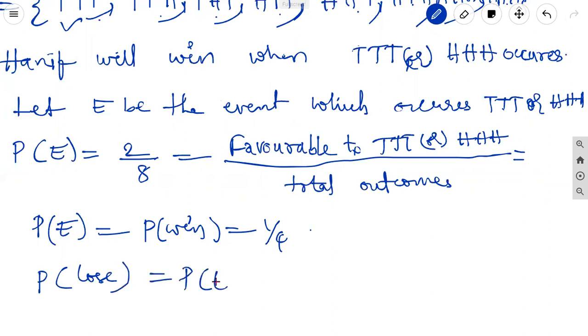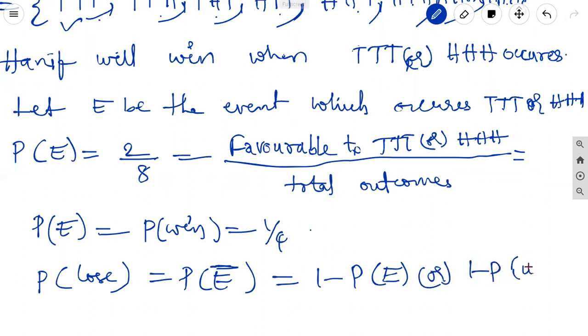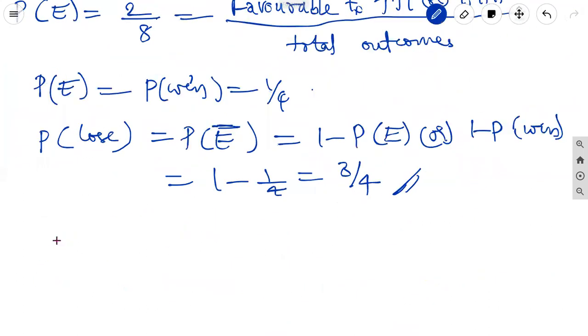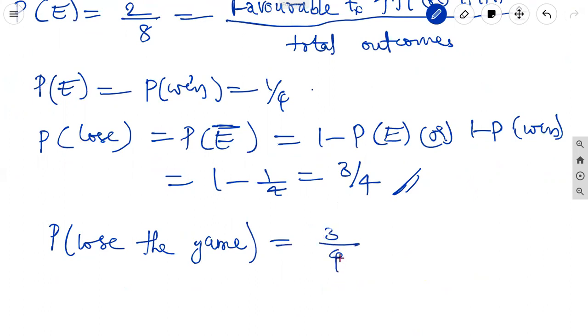Okay. We want to find out probability of lose the game or probability of E complement equal to 1 minus probability of E, or 1 minus probability of win, is equal to 1 minus 1 by 4 equal to 3 by 4. So, what is the probability? Probability of lose the game equal to 3 by 4.